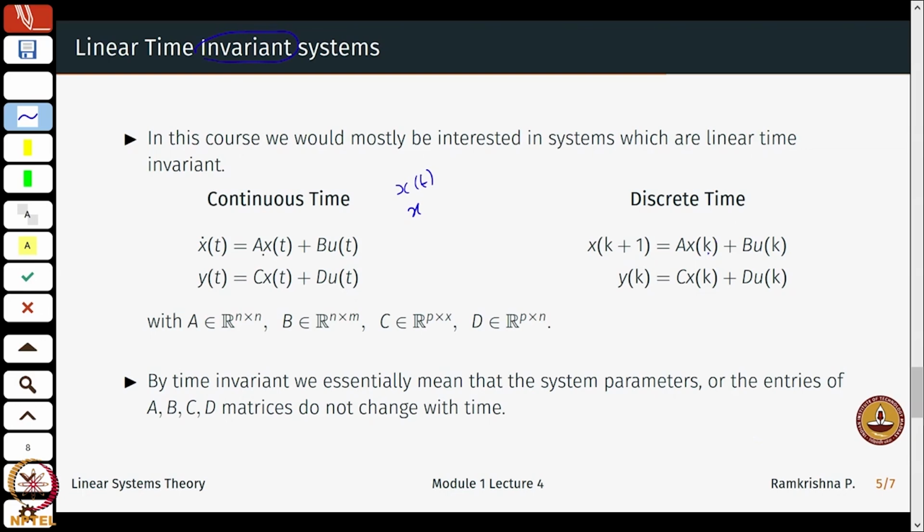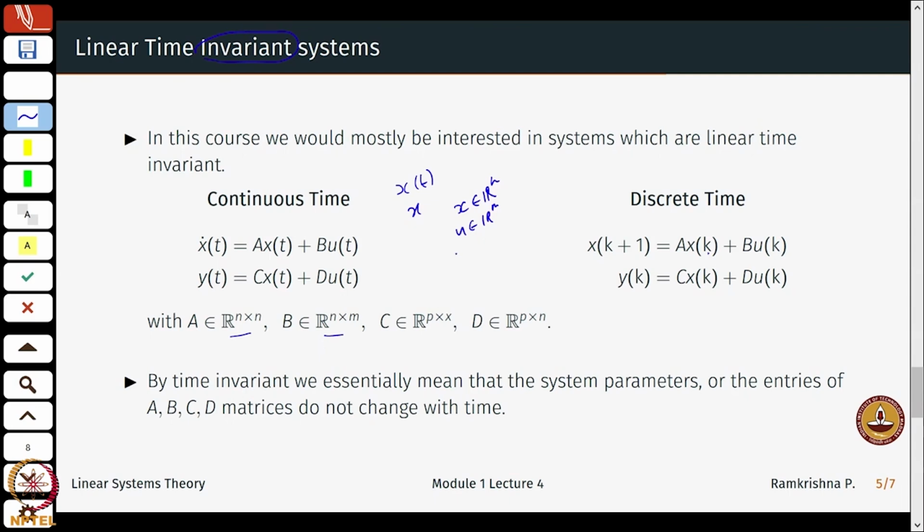Well, you can see that A is an n cross n matrix, where the system state x is in R n, say u is in R m. So, B will be an n cross m matrix.